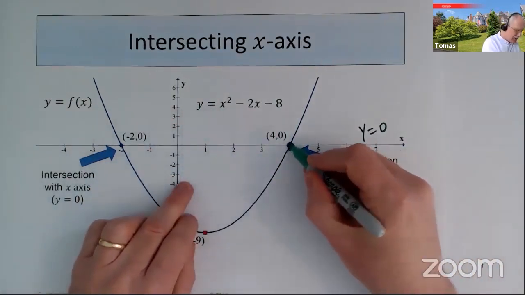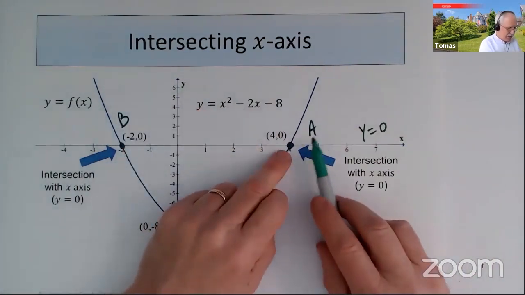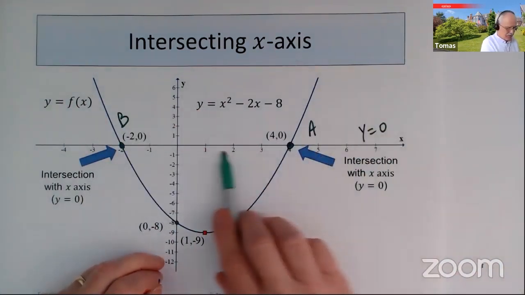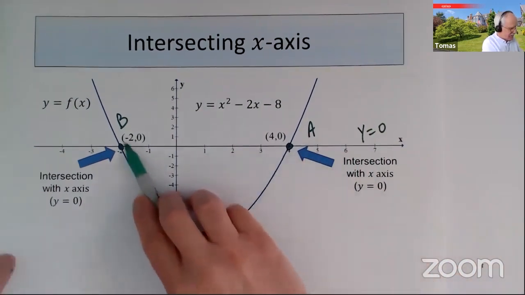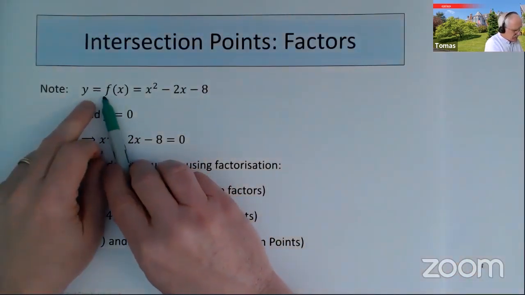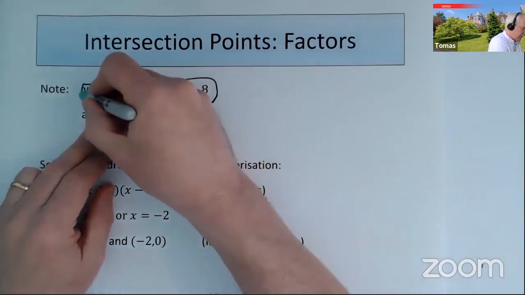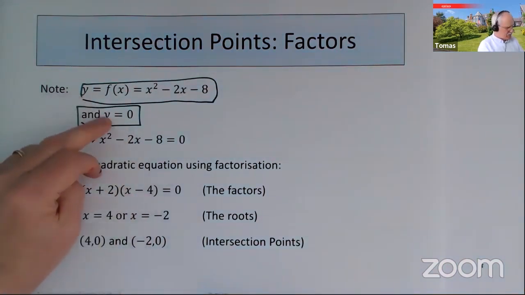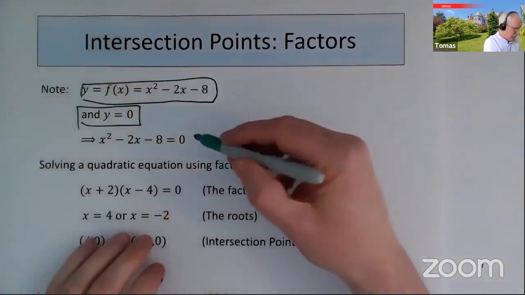So this magic point here, let's call this A, and this point B. The magic point A, not only is it on the curve, but it's also on the y equals 0 line. So that's what we want to solve. And the same for B. B is on the curve and on the y equals 0 line. So note, y equals f(x) is this. Not only is y equal to the curve, but it's also equal to 0. And because y is y, this part here, x squared minus 2x minus 8, must equal 0.